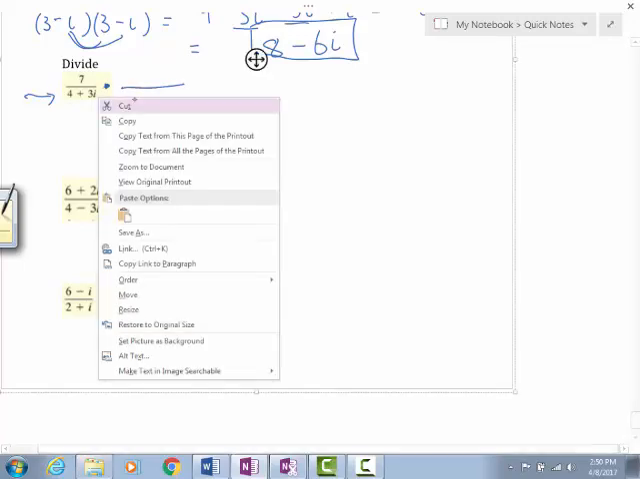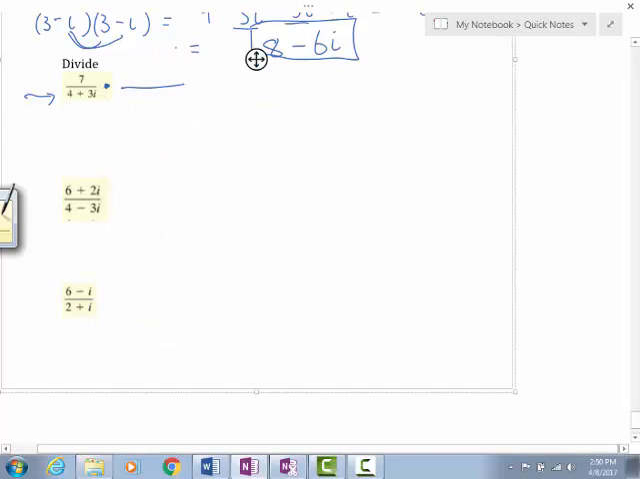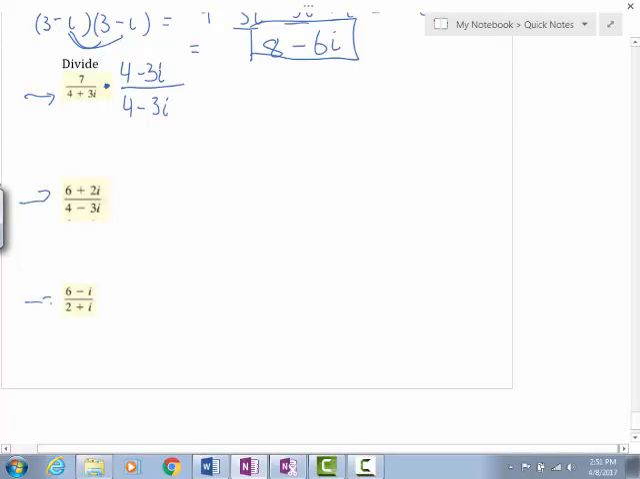If this is 4 plus 3i, what I'm going to write here is 4 minus 3i. And whatever I write on the bottom, I'm going to write the same thing on the top. Notice the only thing that's different is that this one is positive and that one is negative. That's always going to be the only difference. And I'm going to do the same thing for that problem and that problem as well. So let's go ahead and go straight across.